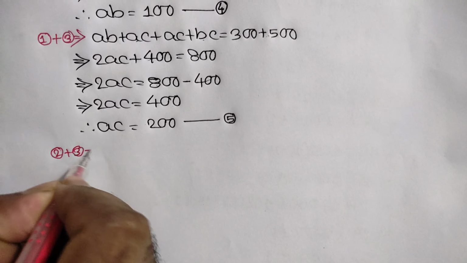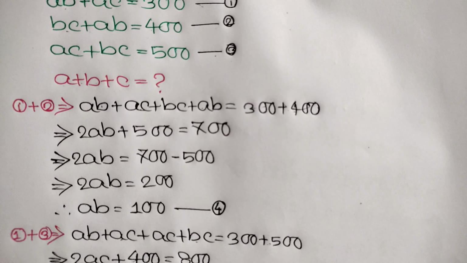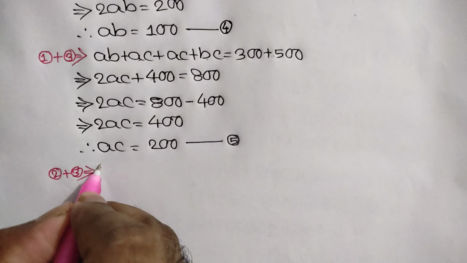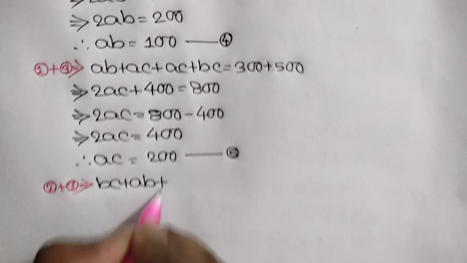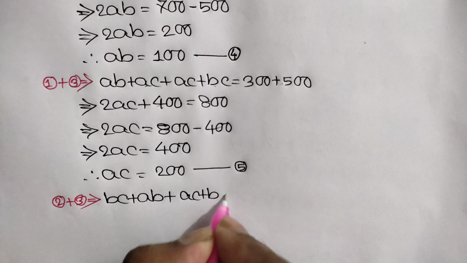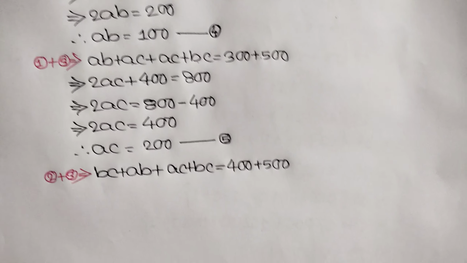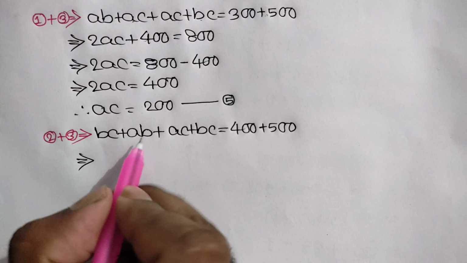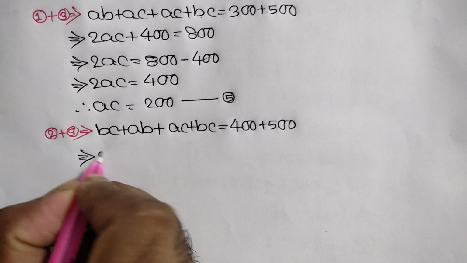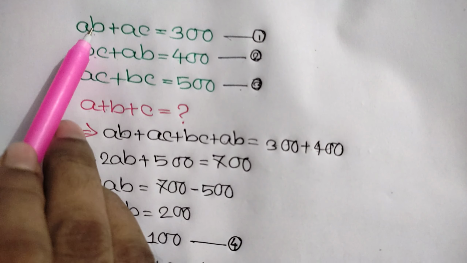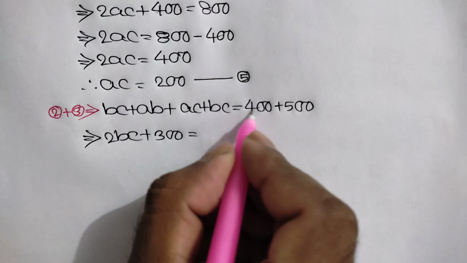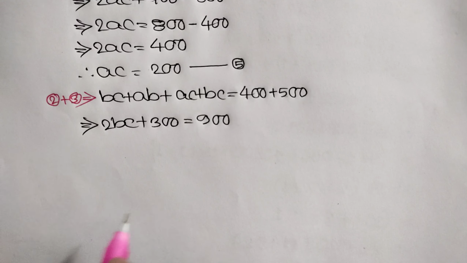Now adding equation 2 plus 3, we can write here BC plus AB, plus AC plus BC, is equal to 400 plus 500. Or BC plus BC is twice BC, plus AB plus AC. AB plus AC is equal to 300 from equation 1. So we can write here 300 is equal to 4 plus 5 is 9. So we will get 900.